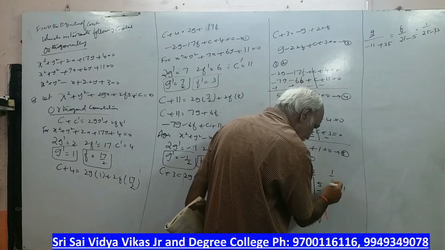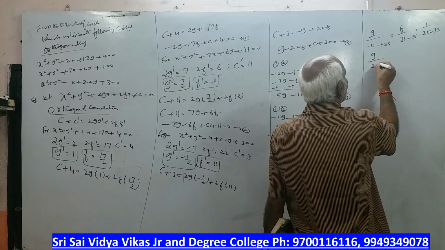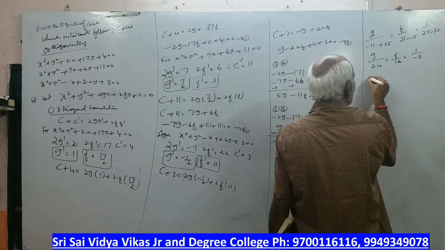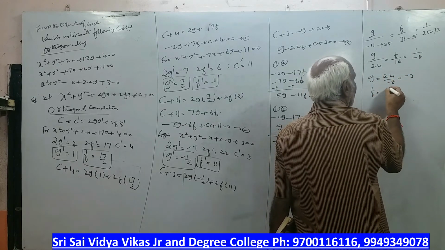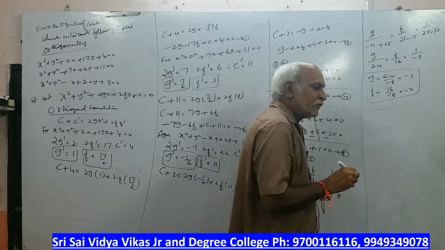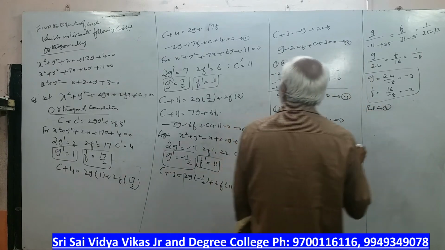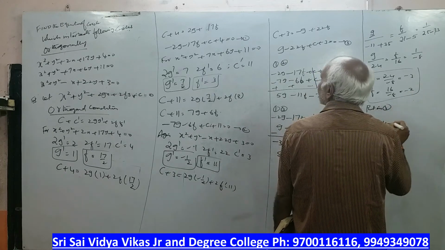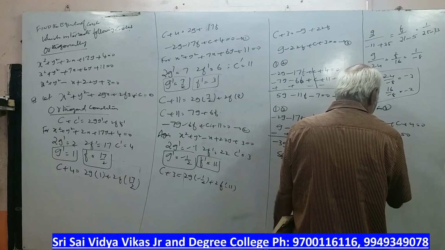So 25, everything is cross multiplication. So what will happen now? g by 24, f by 16, 1 by minus 8. So g value is 24 by minus 8, minus 3. f value is 16 by minus 8, minus 2. You got g value, f value. Put in 1. What is the first equation? Minus 2g, g value minus 3 means 6, plus 34 plus c plus 4 is equal to 0. So c is equal to minus 44.